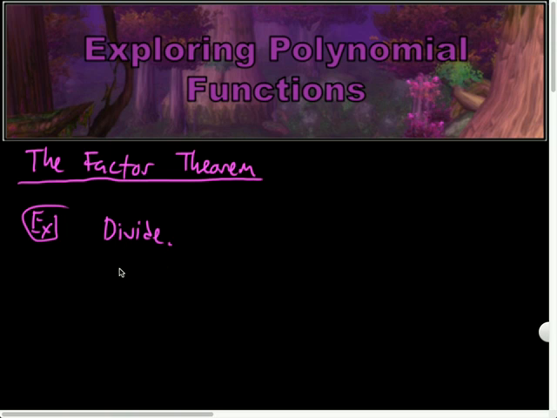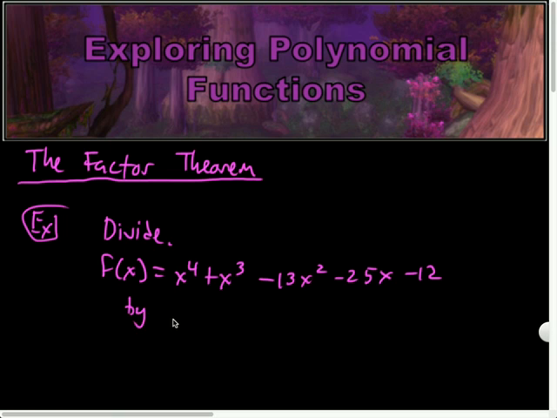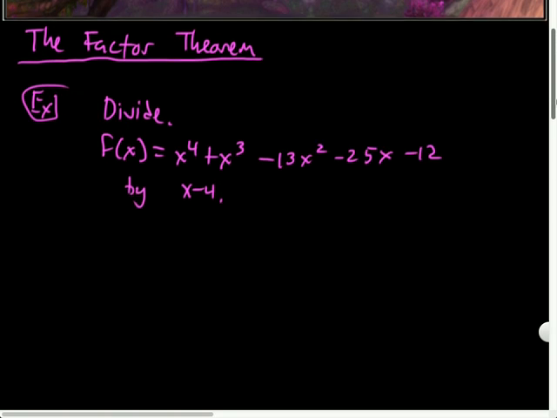the following. Let's say I have f of x equals x to the fourth plus x cubed minus 13x squared. Man, I'm like writing at a slope here. Minus 13x squared. And I don't know, minus 25x minus 12. How about, and I want to divide that by the following. How about x minus 4? All right, so let's do that.